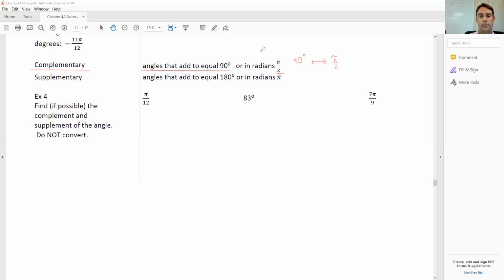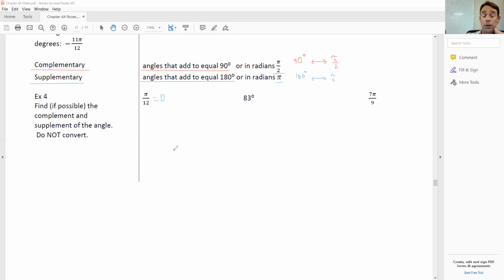Supplementary angles, those are two angles that add up to 180 degrees. Go back to Integrated 1, Integrated 2, or our geometry if that's where you went from. But now that we know that we also have radians, it could be equal to pi. So if you're ever asked to find a complementary or a supplementary angle, you're being asked to find it in terms of whatever is given to you. So if your angle's in degrees, you find the complementary and supplementary angles in terms of degrees. If they're given in terms of pi, or radians, then you find it in terms of radians.